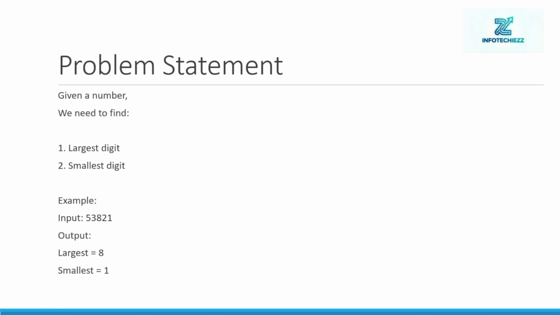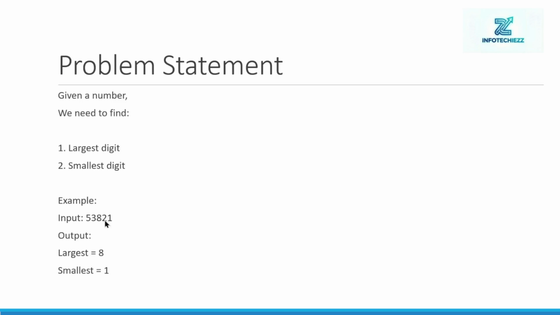At first, we take 5 as the largest. Let's compare 5 with 3. Here 5 is the greatest and 3 is the smallest, so we assign them to variables. After that we check with the value 8. As compared to 5, 8 is the maximum number, so we assign it.